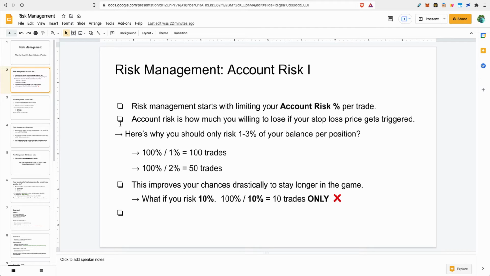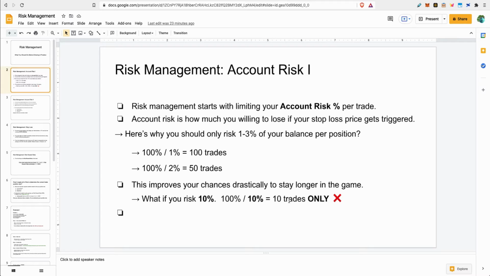By risking only 1 to 3%, your chances to stay longer in the game is drastically improved. So you can make small losses, make big losses, make small wins, make big wins for 50 positions if you risk 2% of your balance. You could even see here that if you risk 10% of 100% balance, that equals to 10 trades only. 10 trades before you blow up your account.